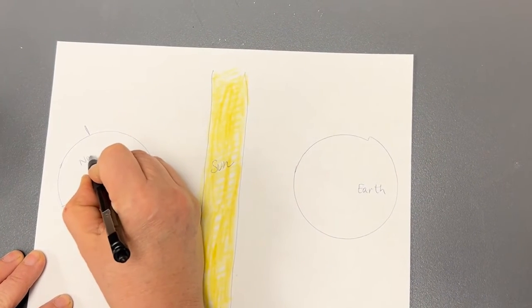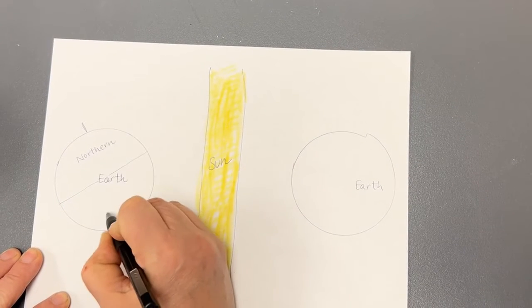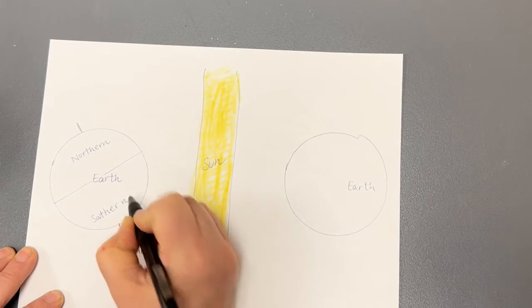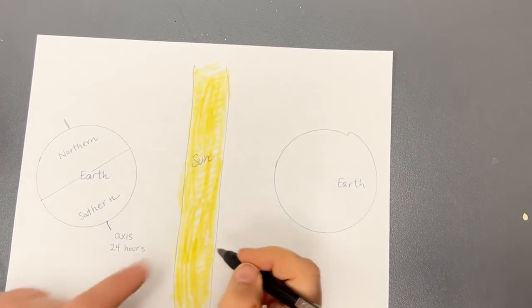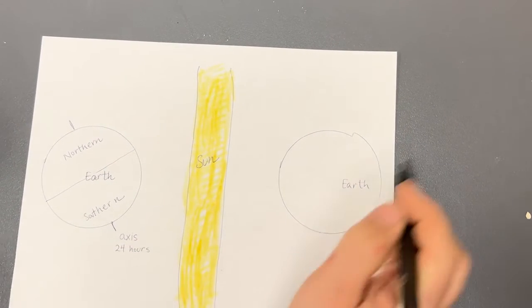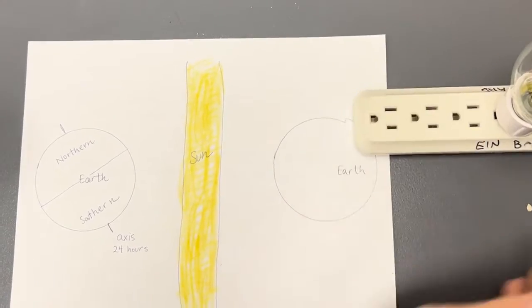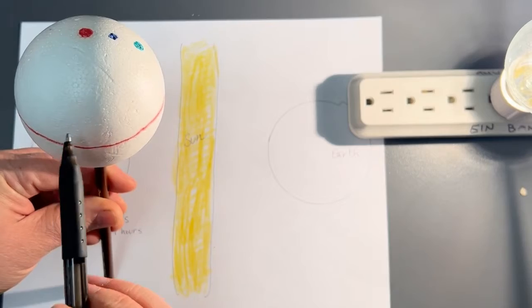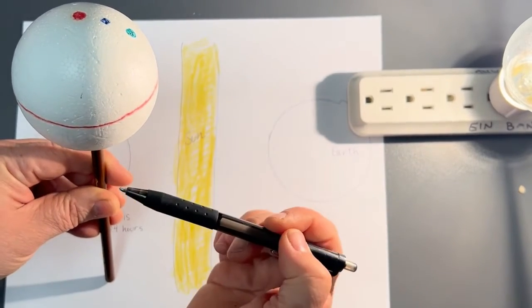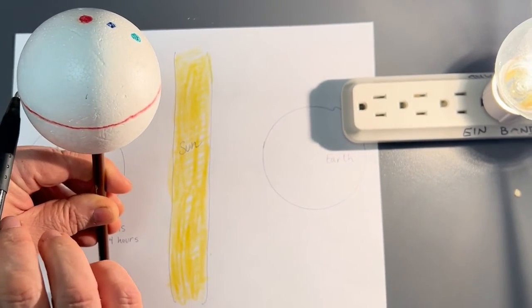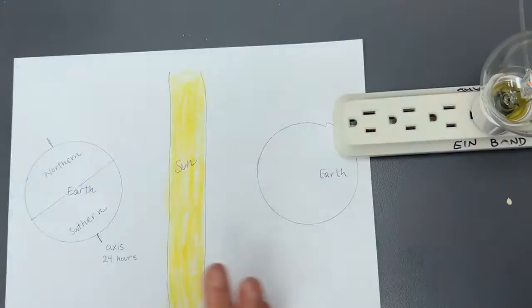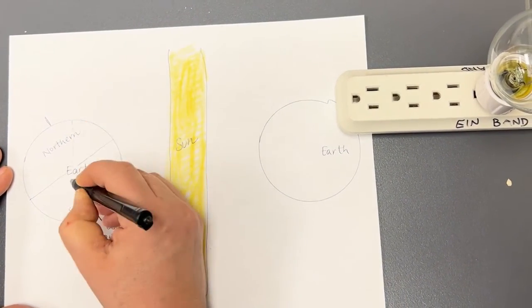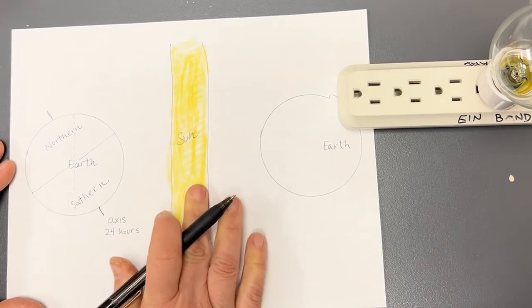So at the top here, I have my northern hemisphere. And at the bottom, I have my southern hemisphere. Now, if I turn the light on with my sun, I have a light over here. I can show you that when this is on, approximately half of the Earth is in the sun. The other half of the Earth is not in the sun. It's dark. So then I'm going to draw an imaginary line that goes down the center of the Earth as it relates to the sun.